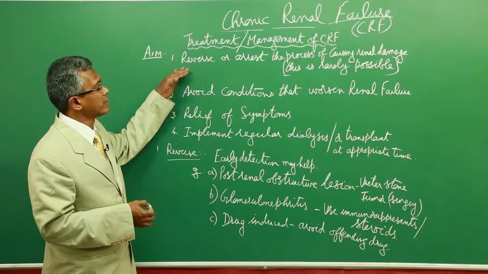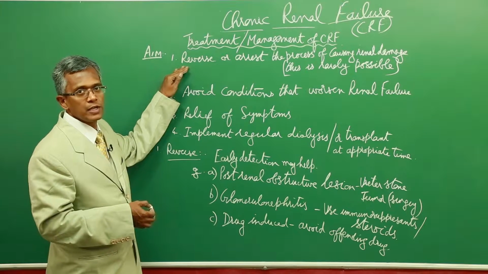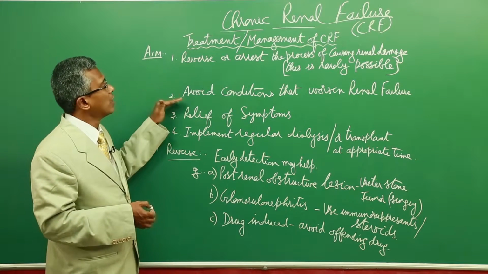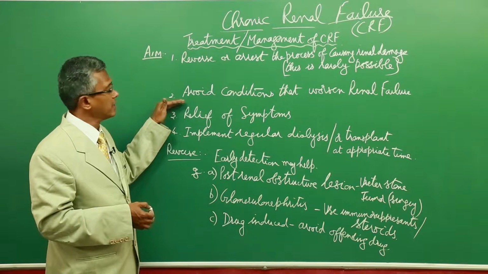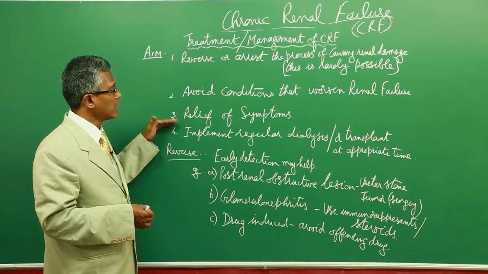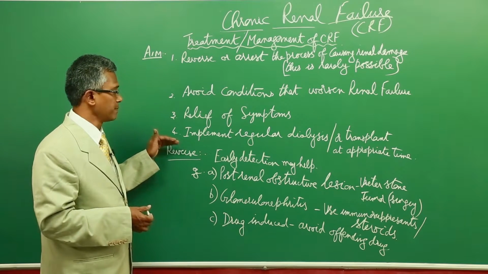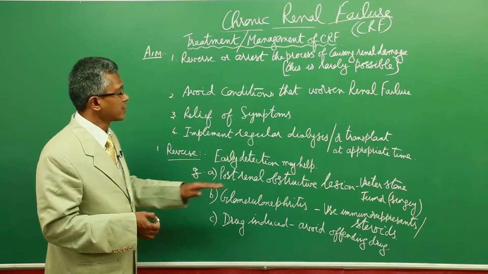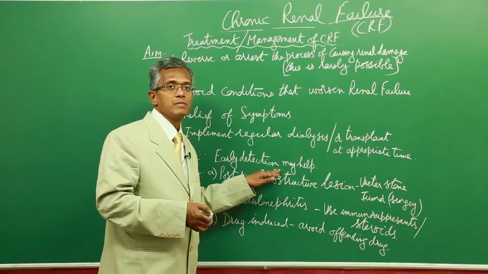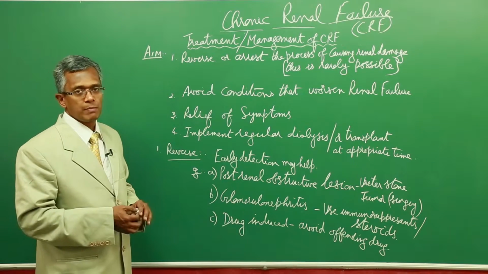Number one, reverse or arrest the process causing renal damage. Most of the time it is not possible. Avoid conditions that worsen the renal failure, relief of the symptoms, and implement regular dialysis or transplant at appropriate time. When you want to reverse, early detection can help in this process. There are a few examples for it.